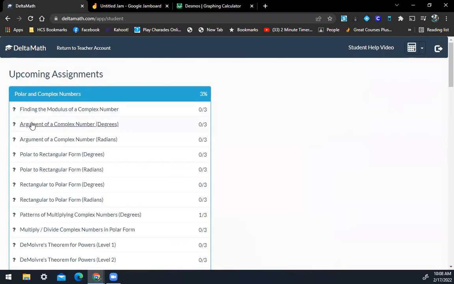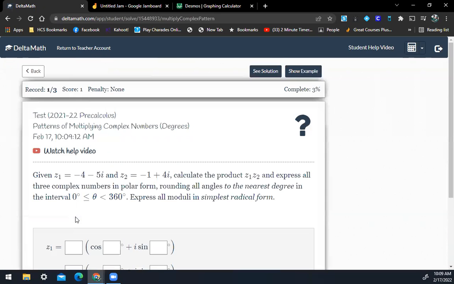All right, everybody cool with that? Yeah. All right, so here's what I want you to do. I want you to try one yourself. Go ahead and go into your Delta Math. This is patterns of multiplying complex numbers. It's this stuff right here.